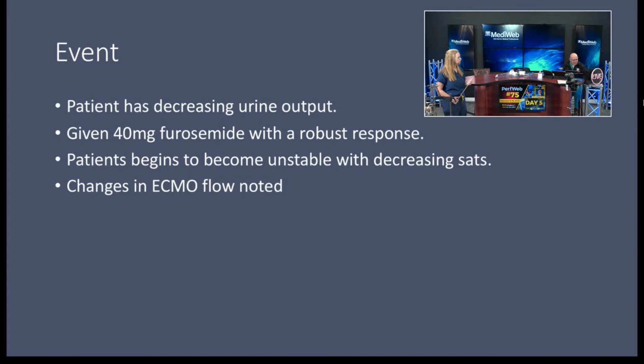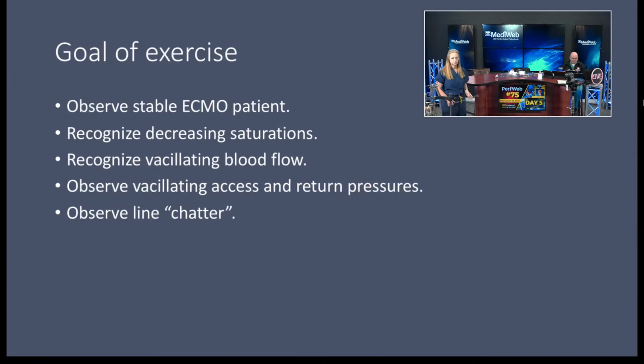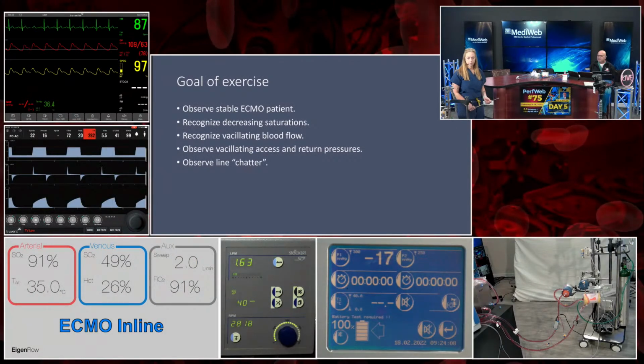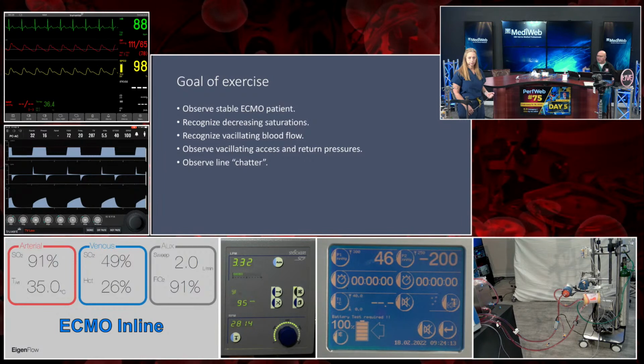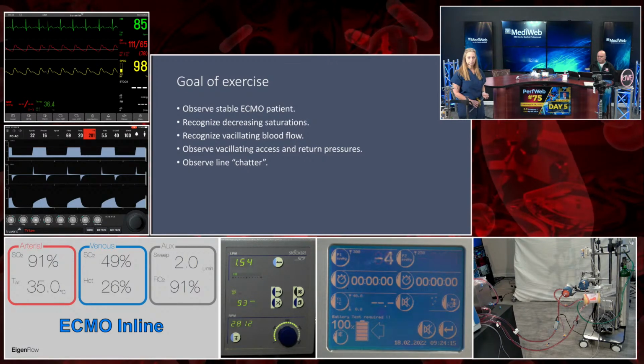We've observed a stable patient, recognized decreasing sats, recognized vacillating flow, observed vacillating access and return pressures, and observed the line chatter phenomenon. And so we're going to give volume. When we give volume, this is what you usually see occur. So go back to the full set. I've gone ahead and given this patient volume. We've given 500 of 5% albumin.